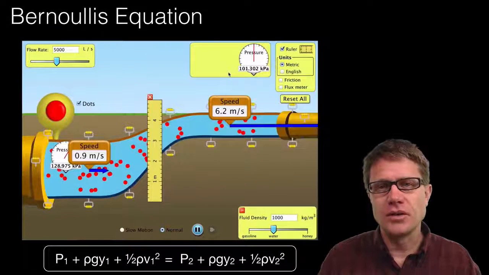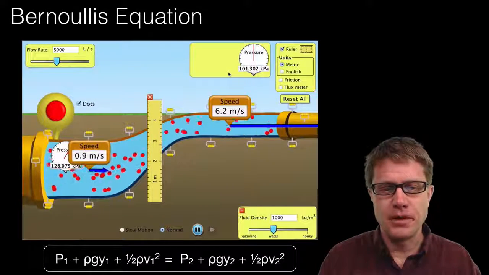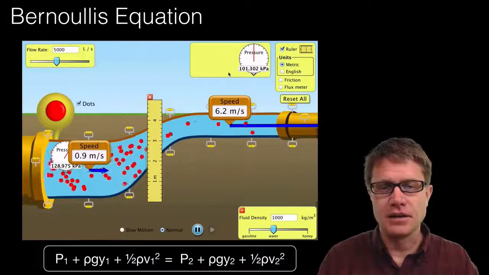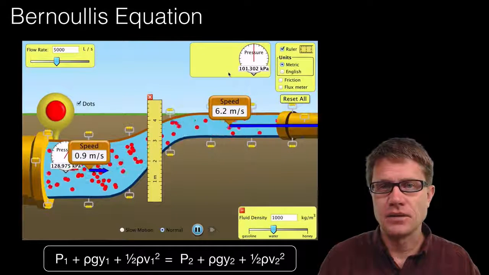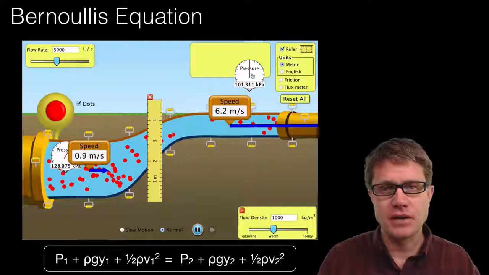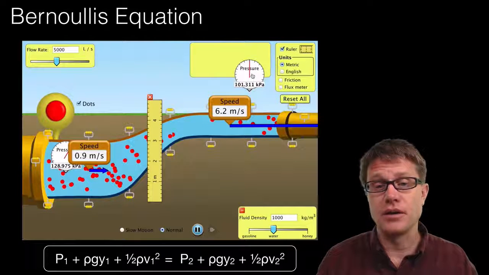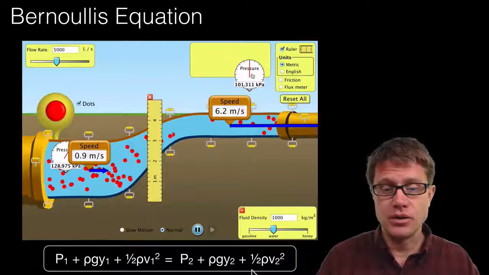So let's try to solve a problem using Bernoulli's equation. So I've got a pipe. I've got a left side and a right side. On the left side, you can see the velocity is lower. I'm giving you the pressure on the left side, but what we're going to solve for is the pressure on the right side. So let's go through this equation.